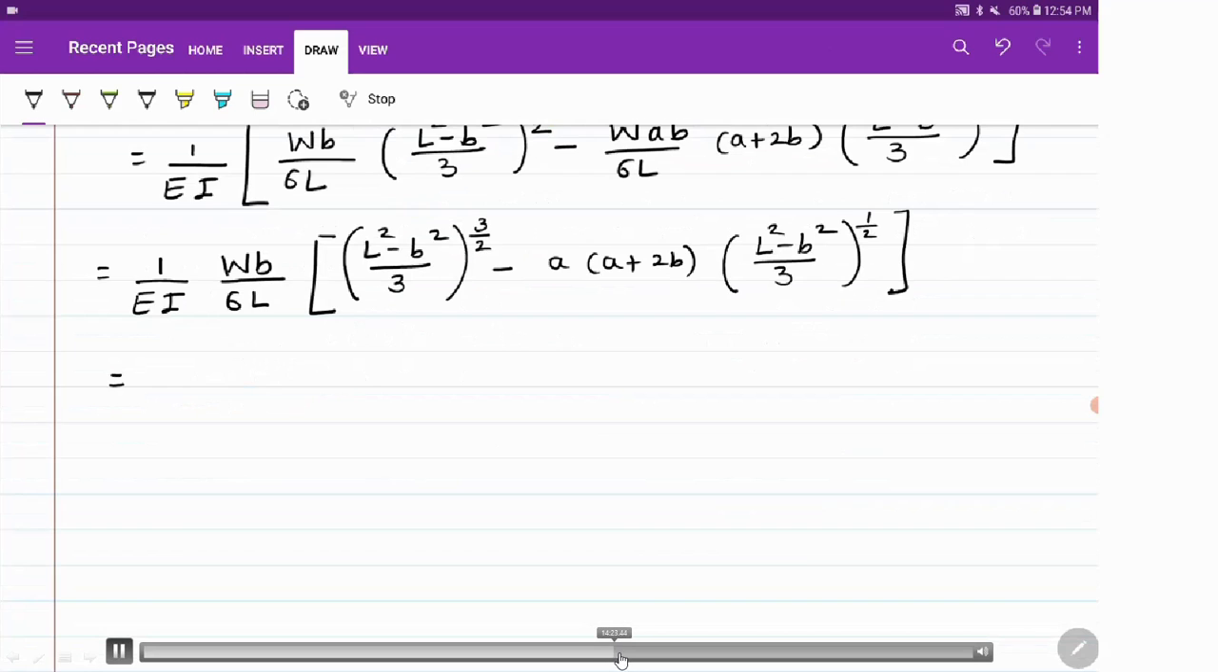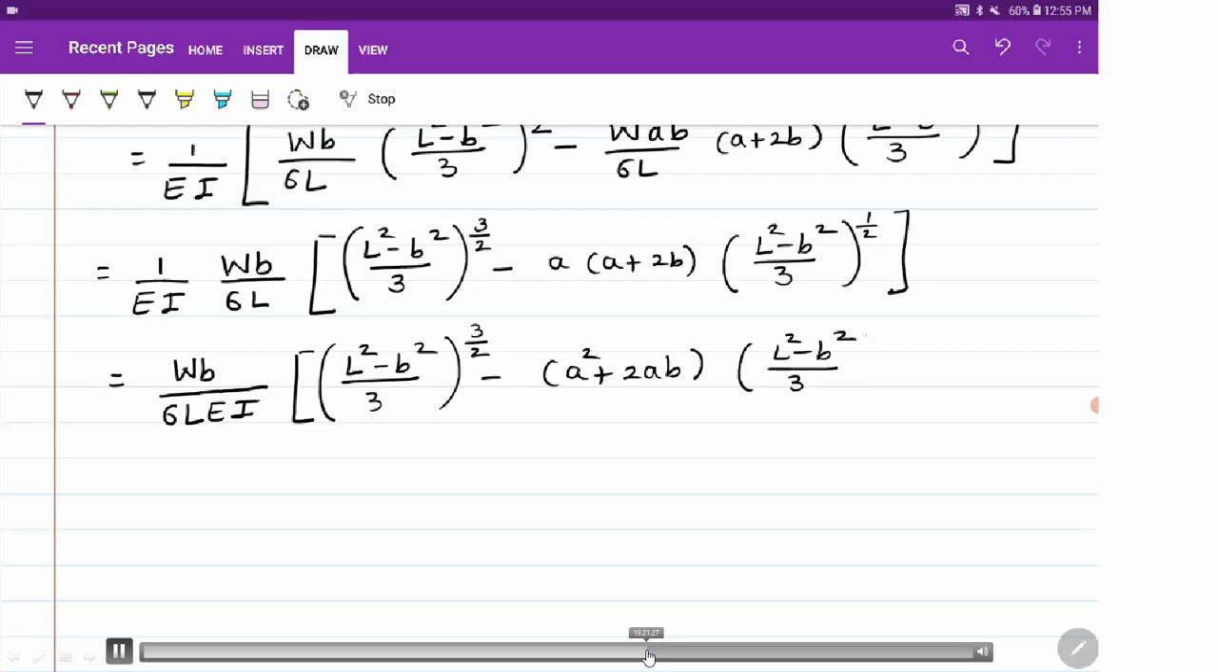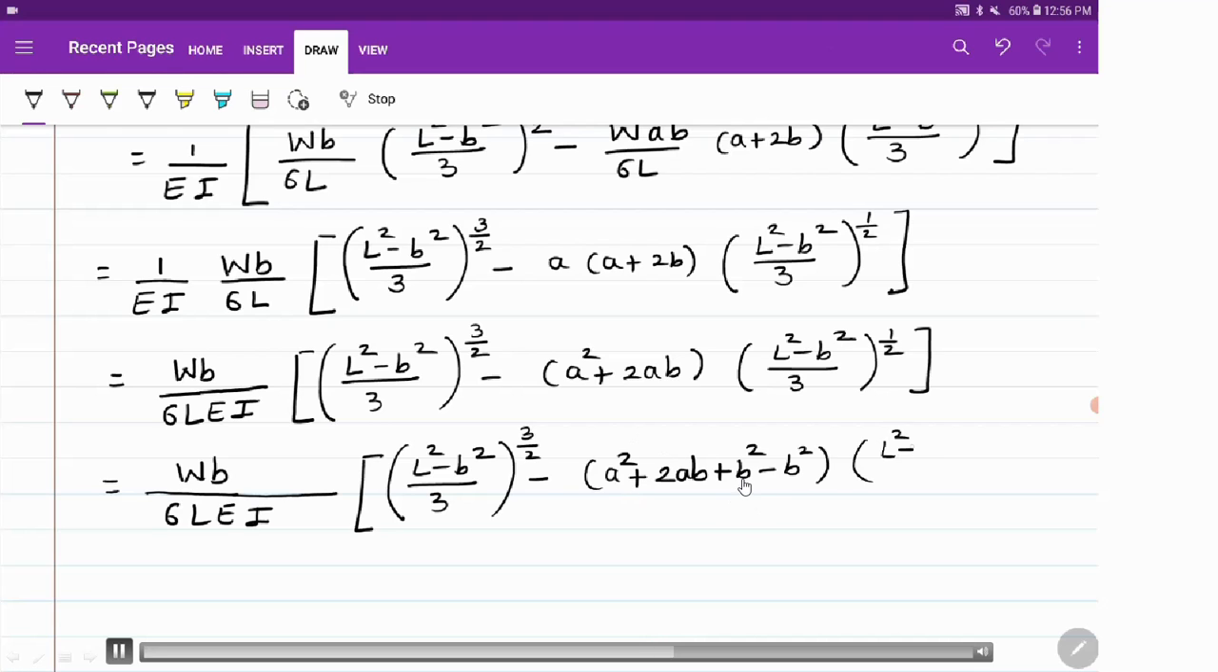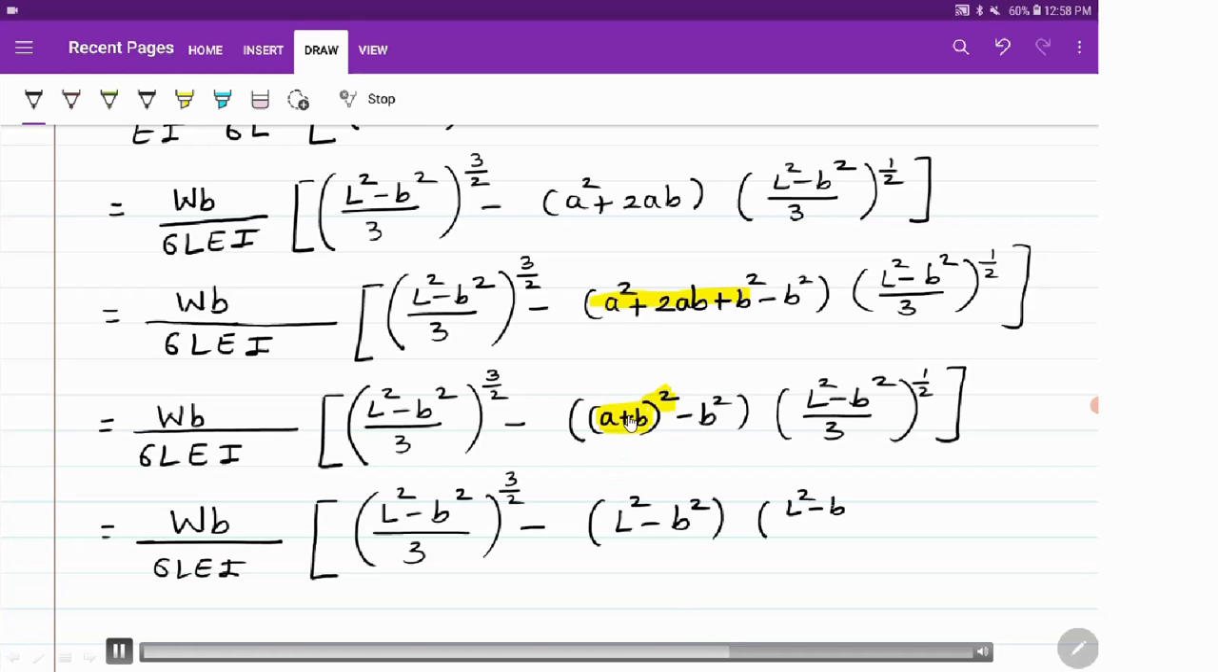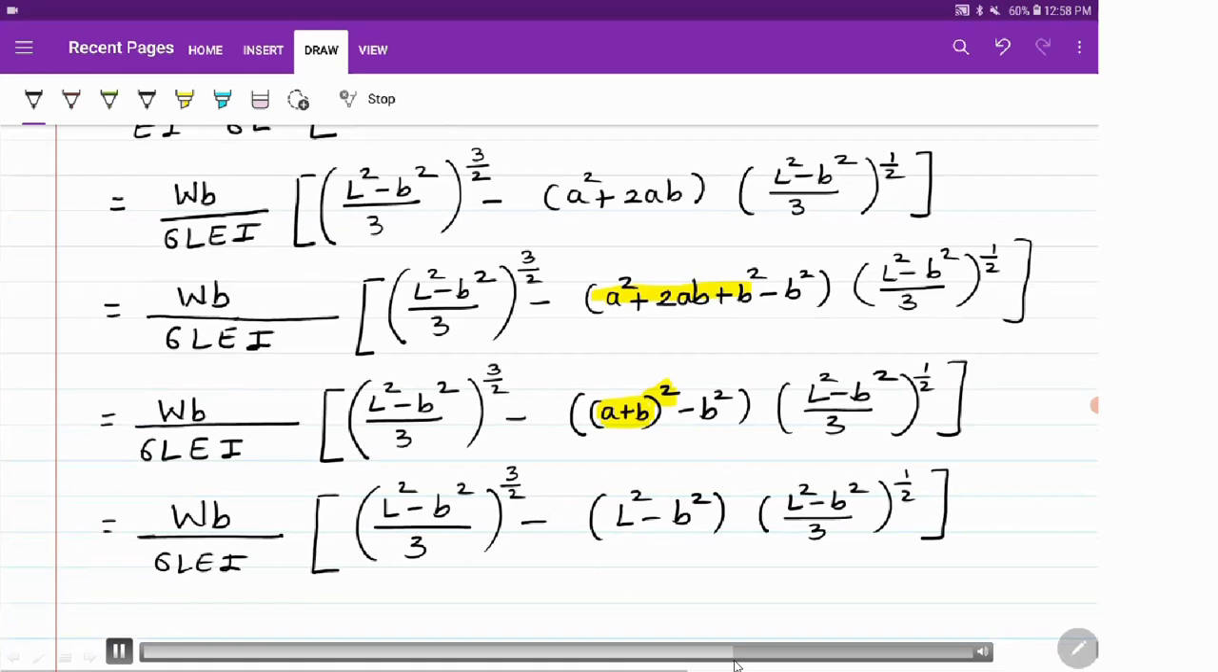Now this 3 by 2 can be written as, now multiply by this A inside the bracket. So A square plus 2AB, and the rest of the terms we have kept as it is. Add B square and subtract B square to this particular term. So first we'll simplify this term. Rest of the terms are as it is. And we know that this is nothing but (A plus B) whole squared. And we know that A plus B is nothing but L. So substitute L in terms of A plus B. So it is L square minus B square and all the other terms as it is.